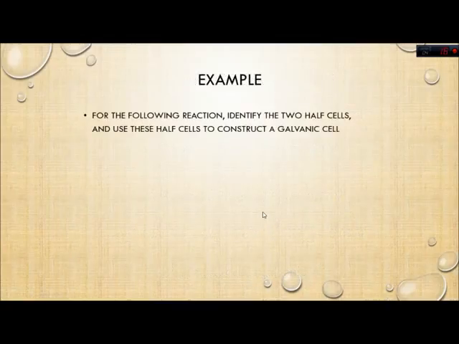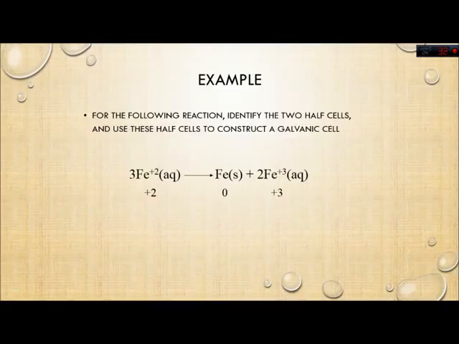Now here is an example for you. For the following reaction, identify the two half cells and use them to construct a galvanic cell. The reaction is given as 3Fe2+ in aqueous solution gives Fe solid plus 2Fe3+ in aqueous. So the oxidation number changes from +2 to +3, and in the solid case it remains 0. In this case it changes from +2 to +3, so oxidation takes place. You know it very well. And if you see from the opposite side, then reduction takes place.